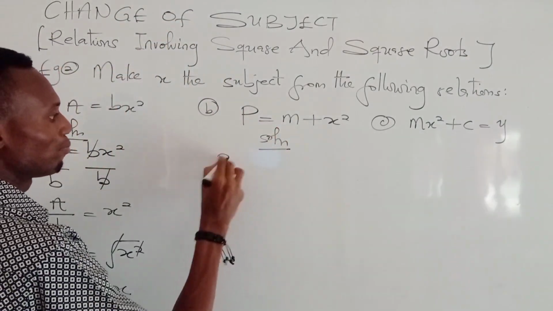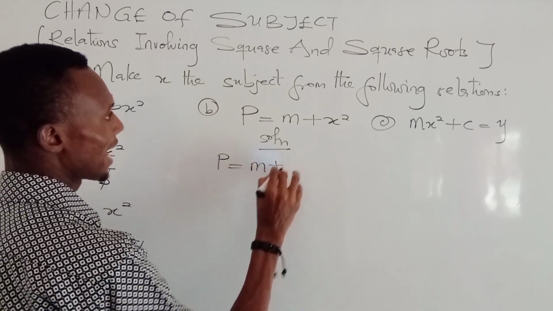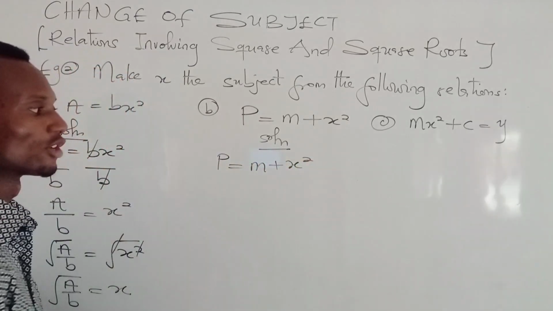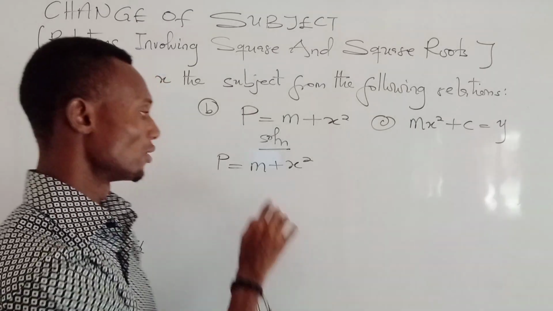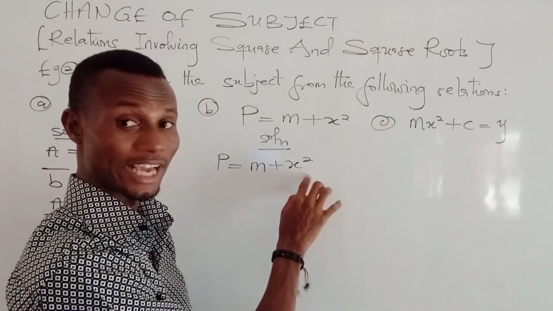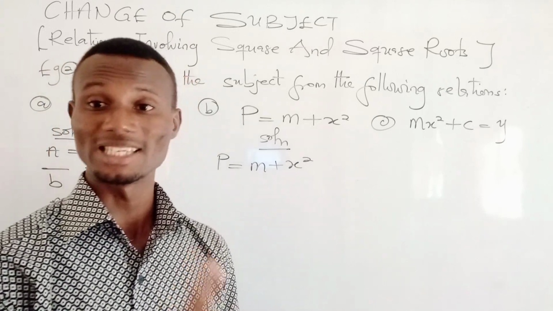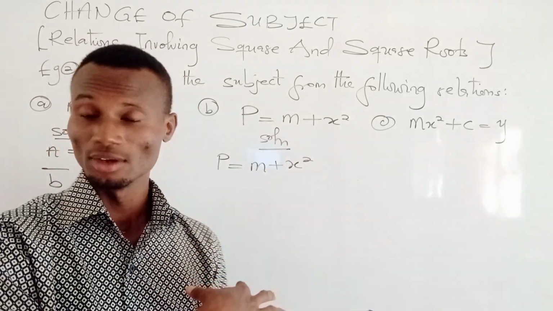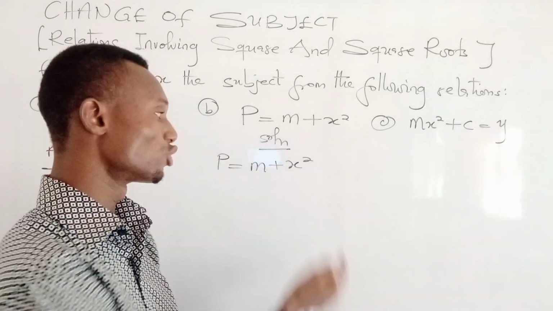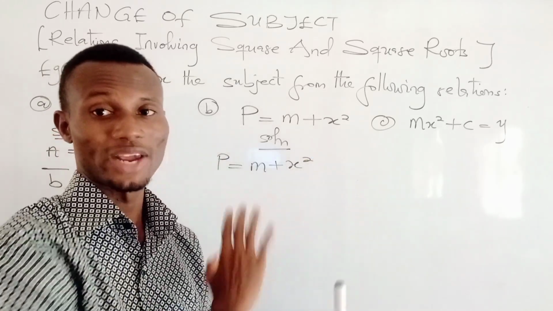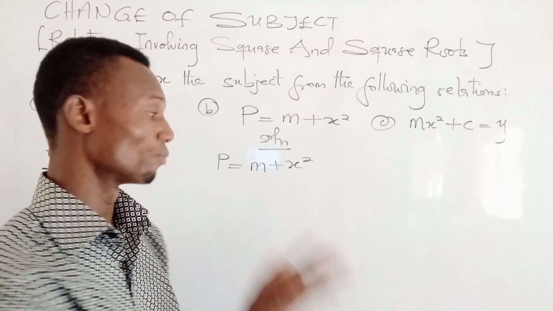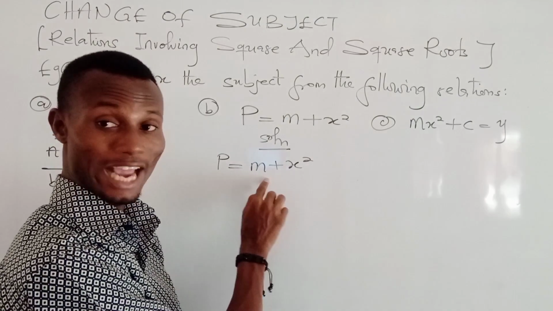So I have P equals M plus S squared. You can see that we have M attached to this S squared. It is an addition sign. So we first have to think of moving the M away. Then we'll look at what to do to eliminate the power 2 from there so that we can get S to stand alone. But first, we need to take this M away.